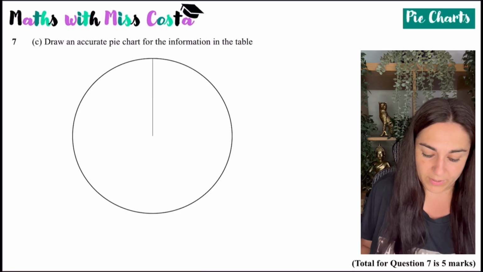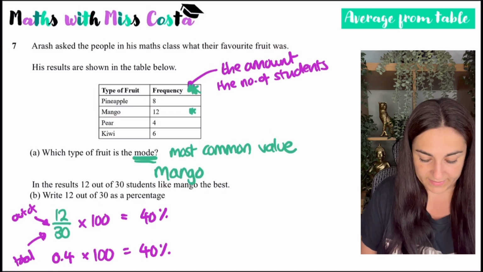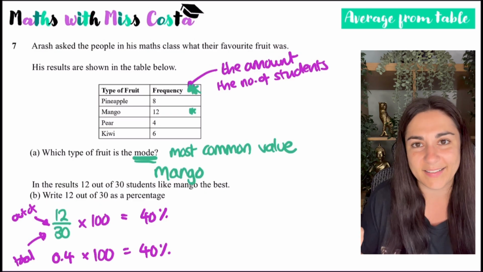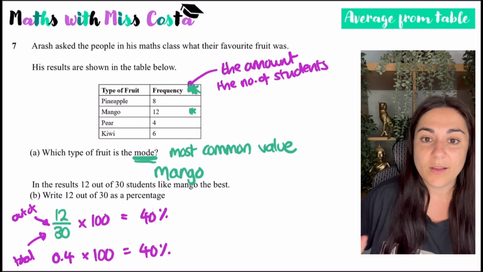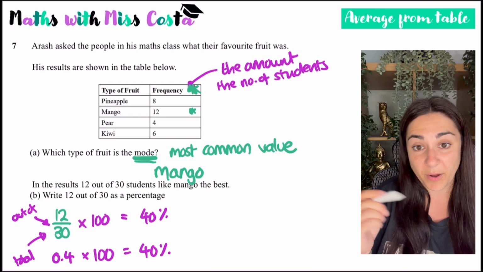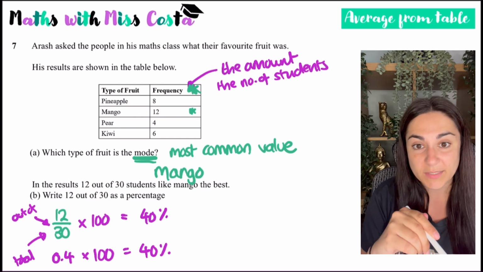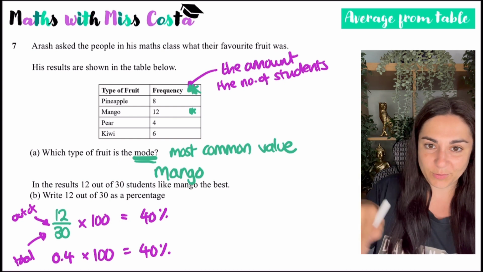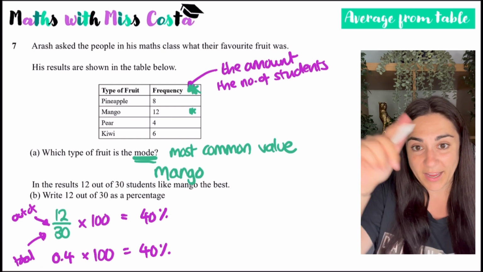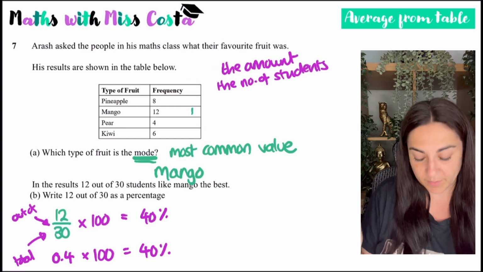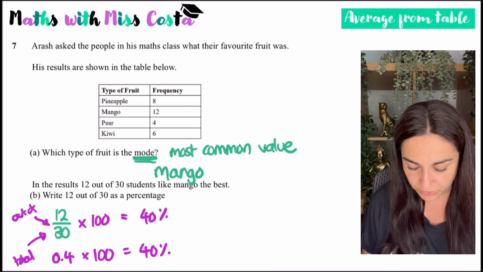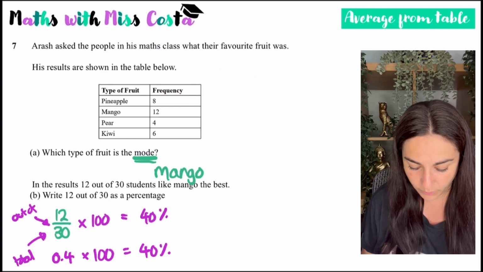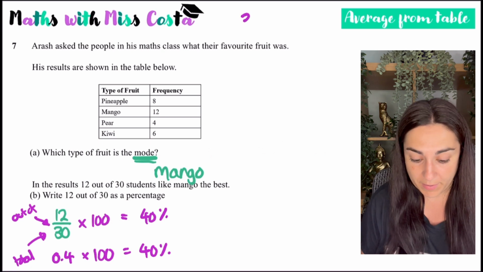Then I'm told to draw an accurate pie chart for the information in this table. So what I need to remember is a pie chart is a circle, and at the center of a circle is a point, and angles around a point sum to 360. So angles in a circle from the center, they sum to 360. So that's what you should always be thinking of when you think about a pie chart.